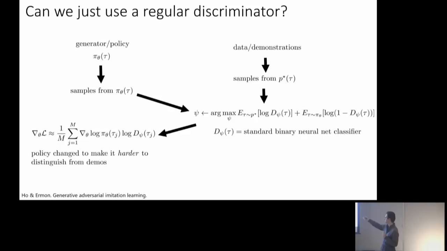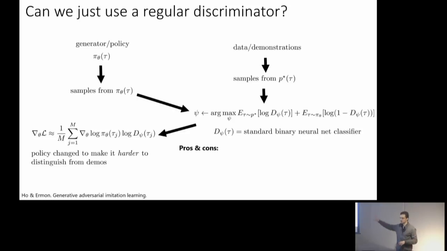The discriminator is trying to classify, but it's not actually recovering a reward explicitly. It's just a standard binary classifier. And this will actually work. This will cause the policy to match the distribution in the data, because the only way that the policy can maximize log D, if D keeps adapting to it, is to visit the same states and actions as the expert did.